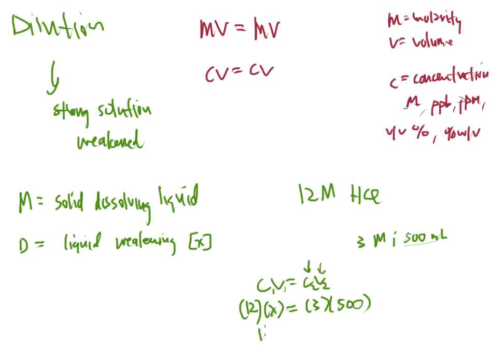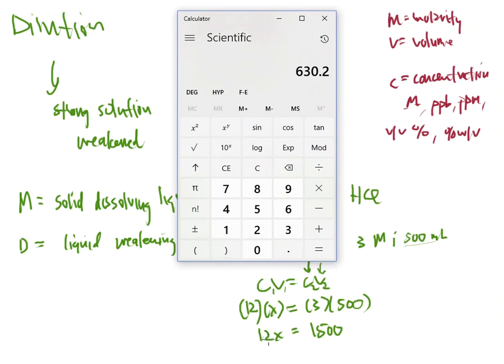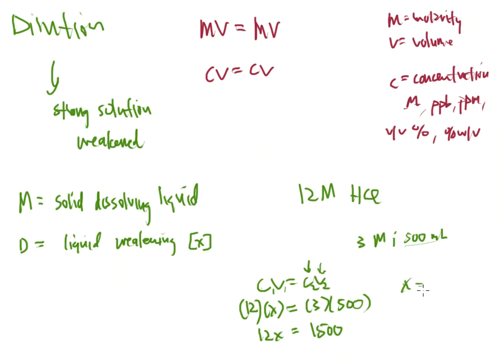All right, so 12 times X is 12X. And then 3 times 500 is 1,500. Then I'm going to pull up the calculator and I'm going to solve for X. So in order to solve for X, that's 12 times X. I'm going to divide by 12 to get the variable by itself. So that means 1,500 divided by 12 equals 125. So X is equal to 125 milliliters.